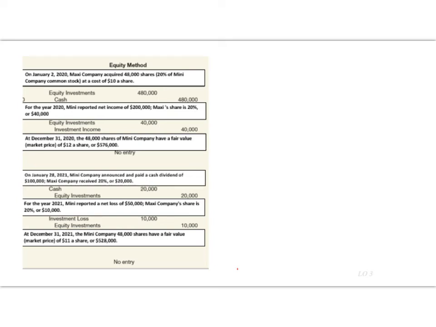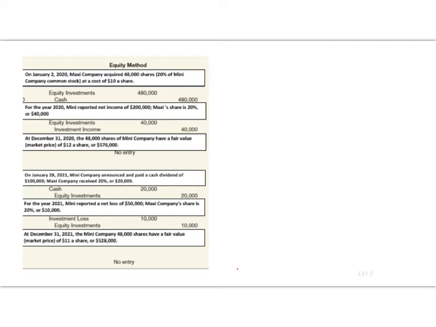In this video, I would like to discuss the equity method of accounting for equity investments or equity securities. The equity method is used when a company has either a 20 to 50% share of stocks in another company, or can exercise significant control or influence over that company. So let's take a look.